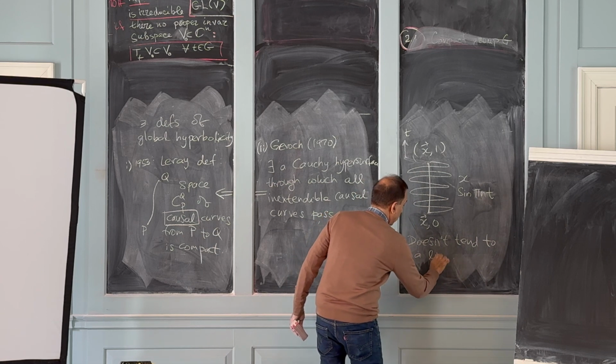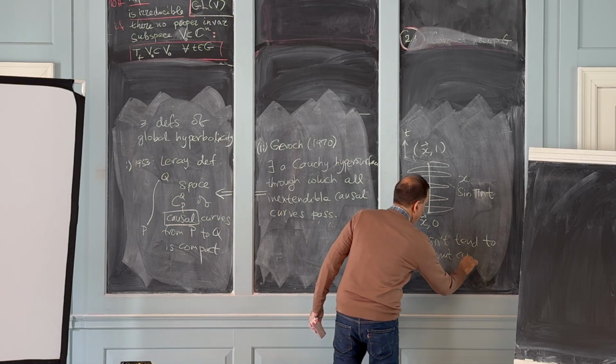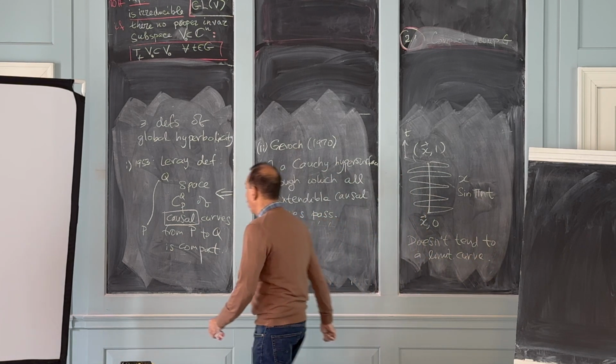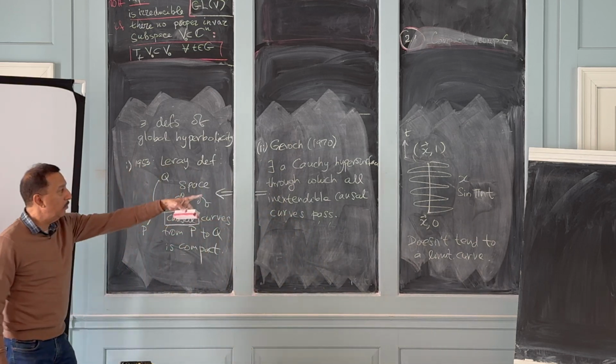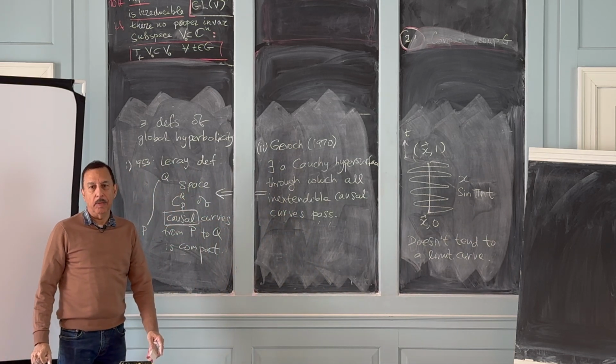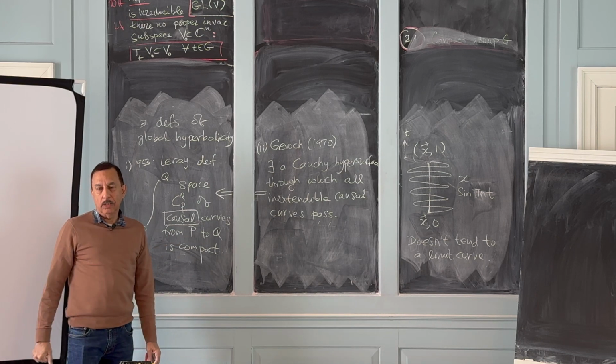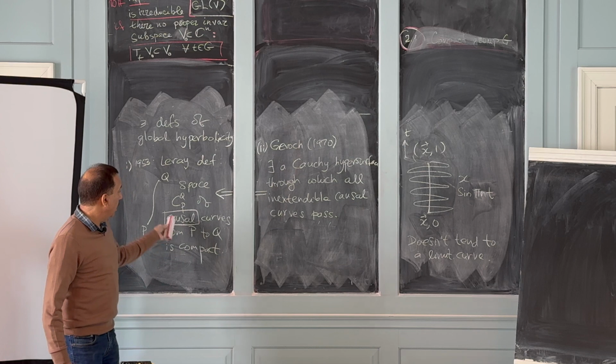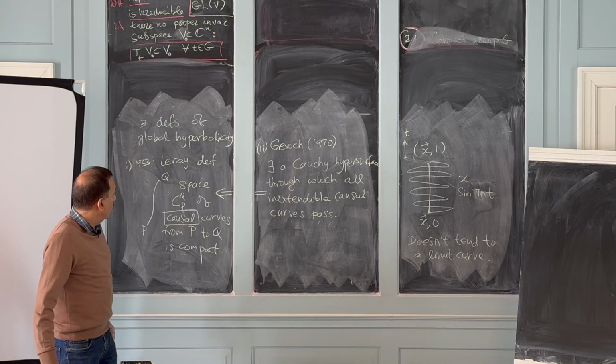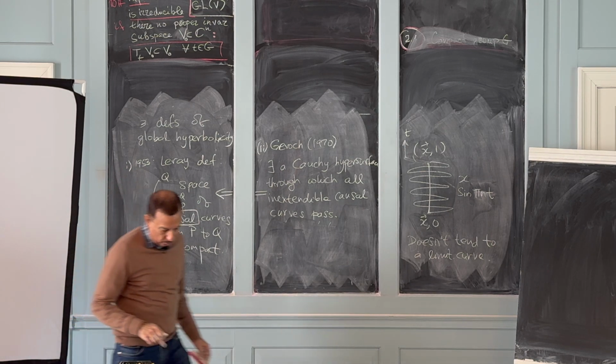But happily we don't care, because we are restricted to causal curves, and none of the members of that sequence is in the family of causal curves. So it's only causal curves that are claimed to form a compact space. Good.